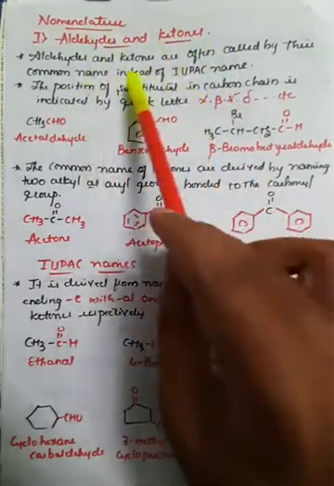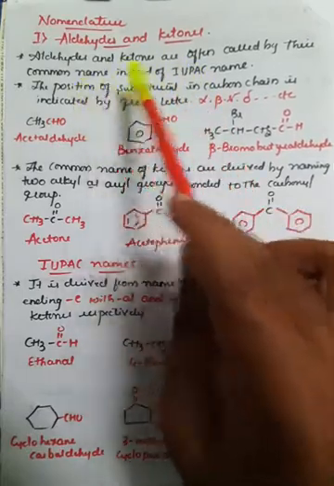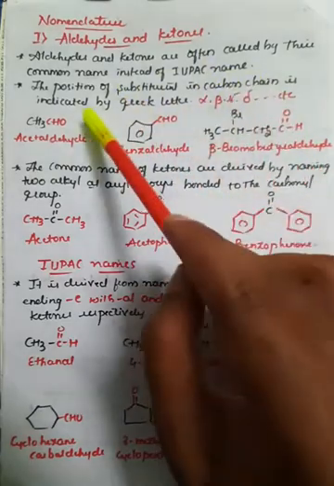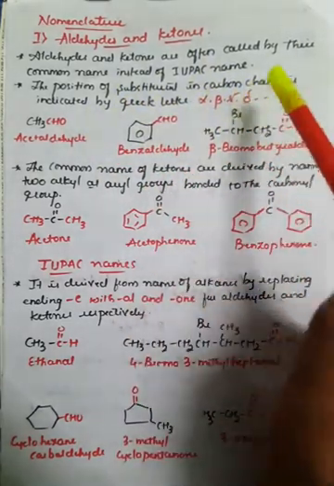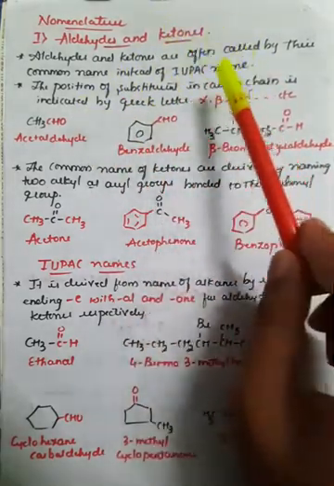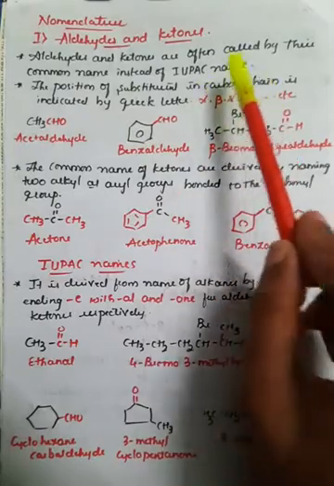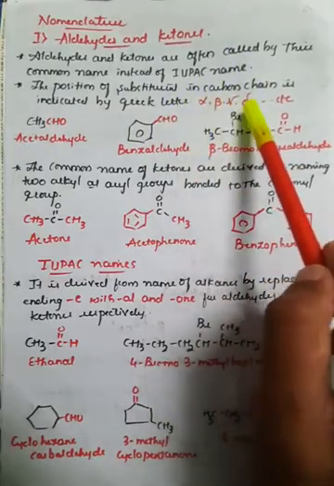And whatever the substituent might be, the position of that substituent in the carbon chain is indicated by the Greek letters alpha, beta, gamma, delta, and so on. Right? So here if you observe some of the examples, we can say the substituent on the carbon chain, based on the number of carbon atoms, can be given as alpha, beta, gamma and delta.